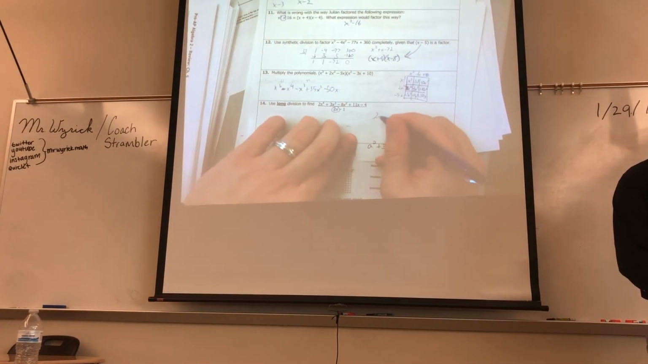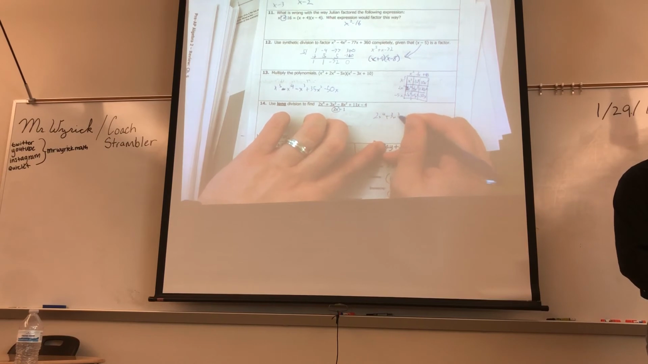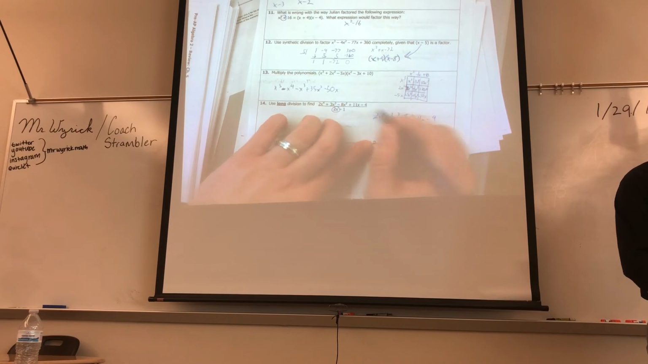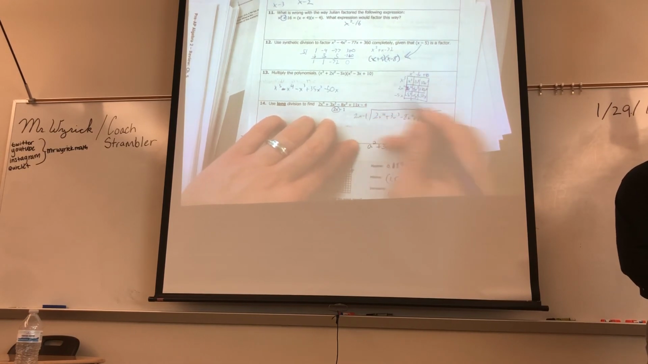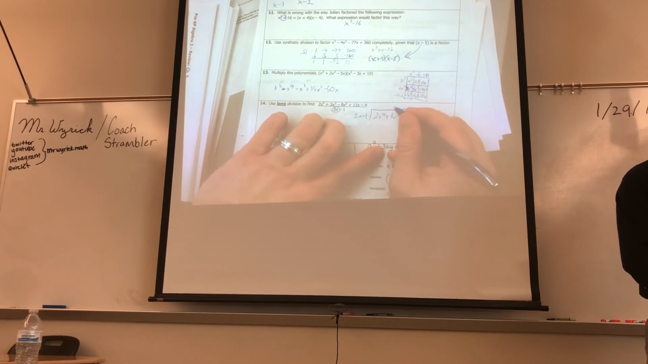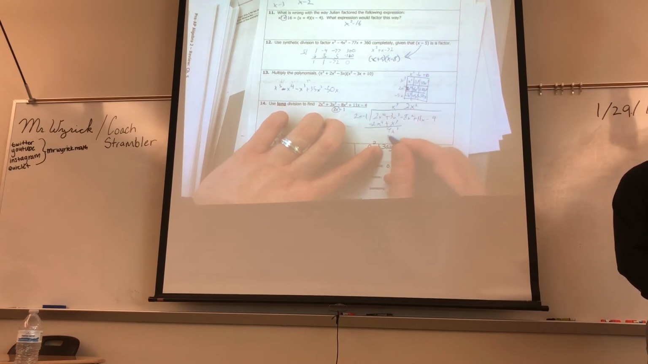If I have this though, 2x to the 4th plus 3x cubed minus 8x squared plus 11x minus 4, and I'm dividing by 2x minus 1. That's going to be x to the 3rd. So that's 2x to the 4th minus x to the 3rd. I changed my signs. That's 4x to the 3rd. That's going to be 2x squared. So that's 4x to the 3rd. And this is a minus 8x squared. So that would be a minus 2x squared.